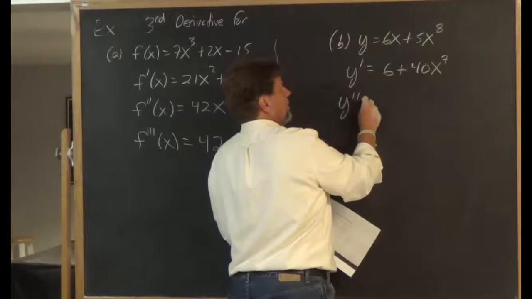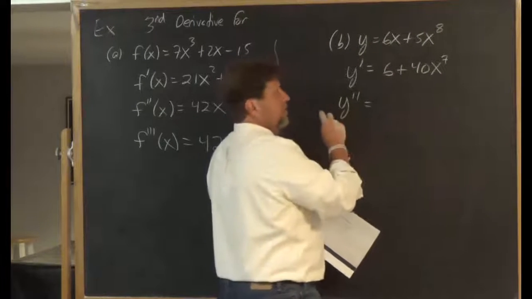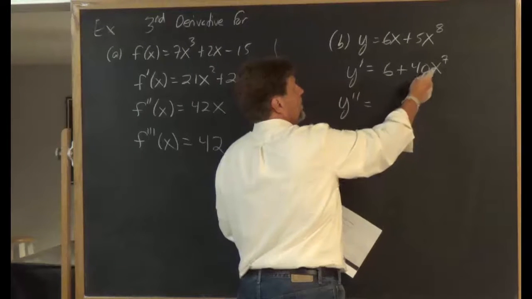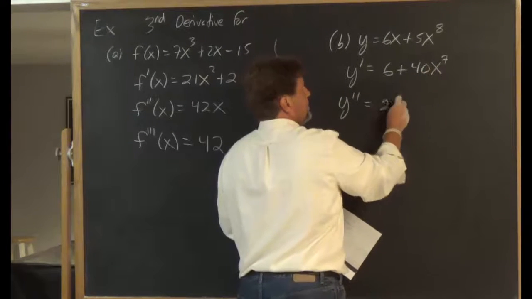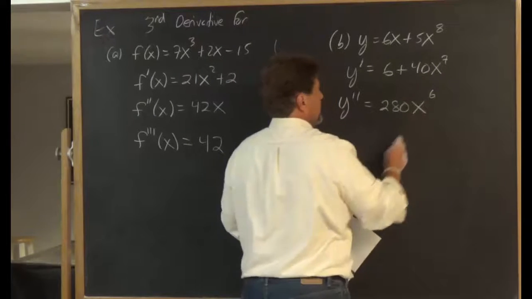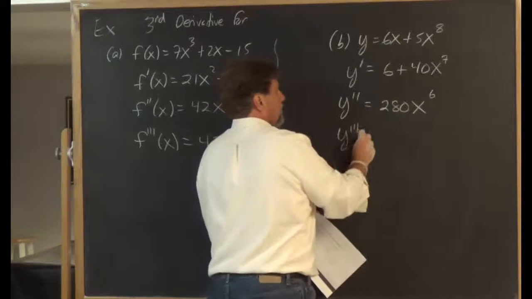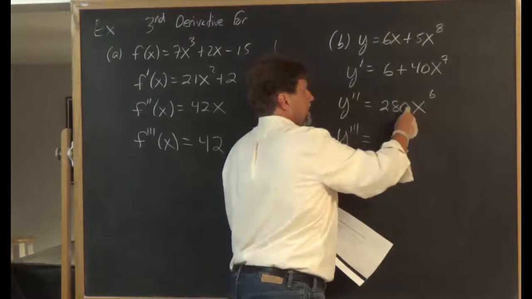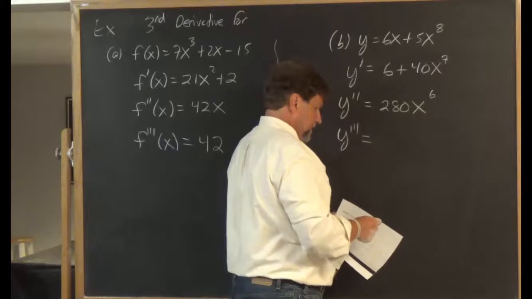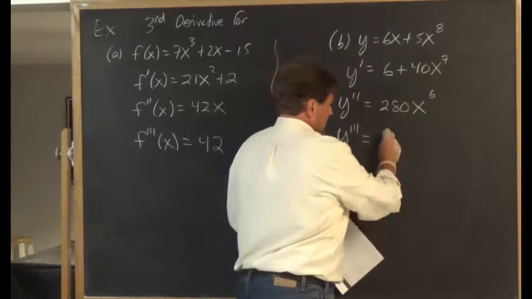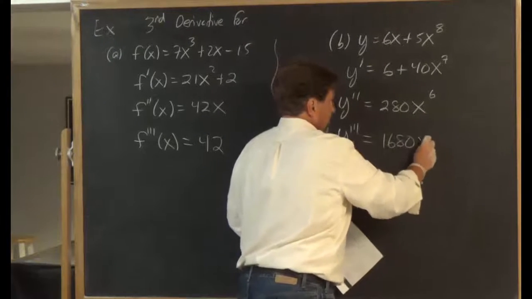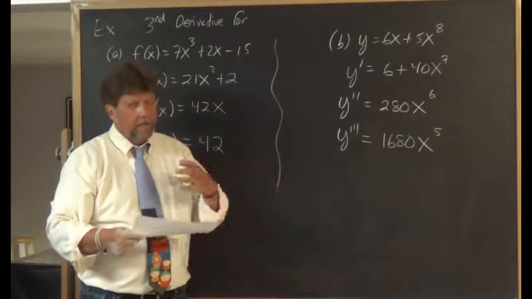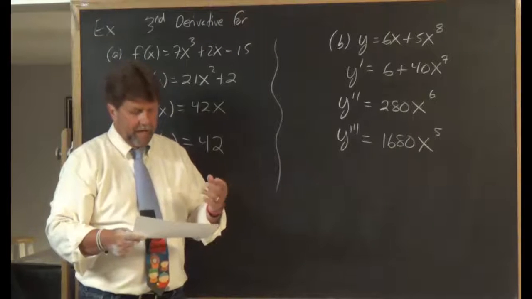Then the second derivative, that's the derivative of the first derivative. Well, that would be 0. 40 times 7, so that's 280x to the 6th. And now the third derivative, which is the derivative of the second derivative. 6 comes out front, so 280 times 6, that's 1680, I believe, x to the 5th. Doing higher order derivatives, piece of cake.